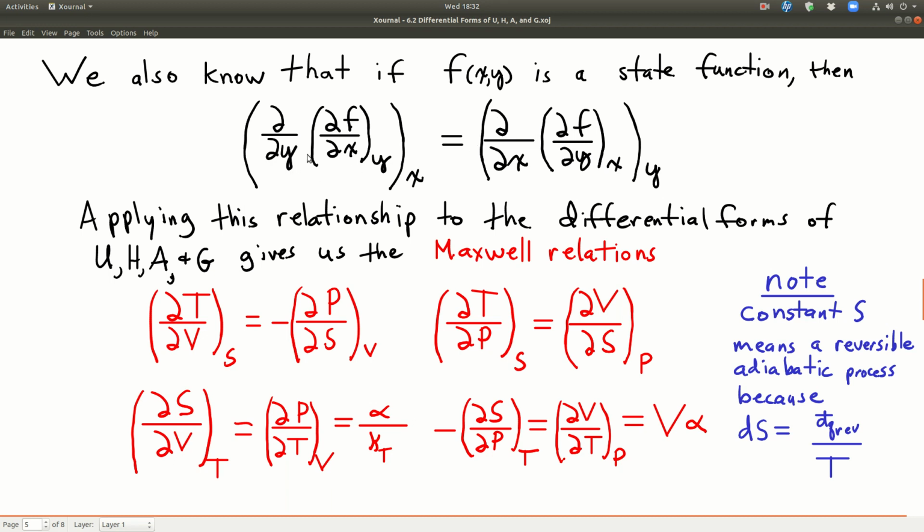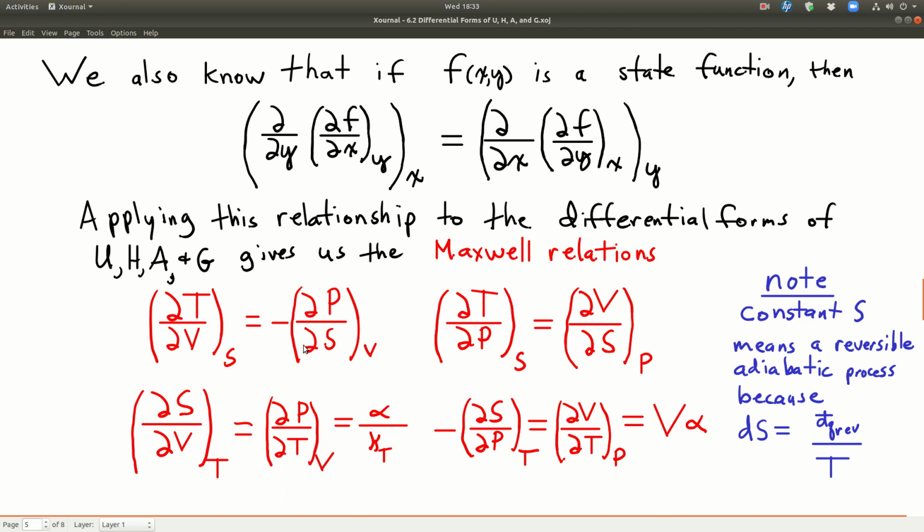The partial with respect to y of the partial of f with respect to x at constant y, the whole thing at constant x, is equal to the partial with respect to x of the partial of f with respect to y at constant x, the whole thing at constant y. So if we apply that to the differential forms of these four state functions, we end up with this. And again, you should work that out on your own and make sure you can derive those relationships.